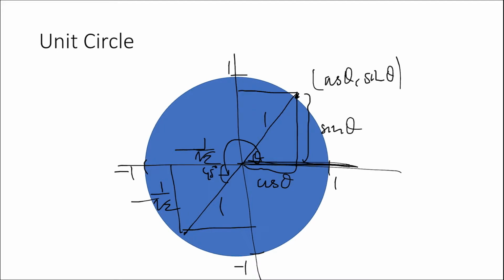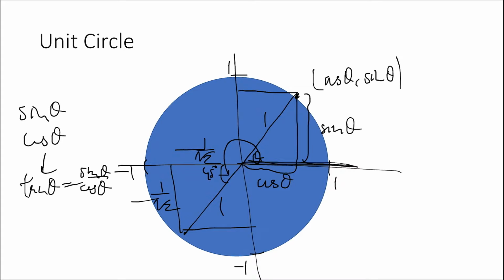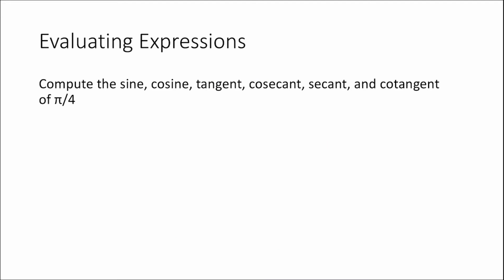And another thing, if you know sine theta and cosine theta, you already know tangent theta, because tangent theta is sine theta over cosine theta. And if you know sine theta, you know cosecant theta. You know cosine theta, you know secant theta. And if you know tan theta, you know cotangent theta. So by the unit circle, you can find every single trig function. You can evaluate it. Okay, next slide.